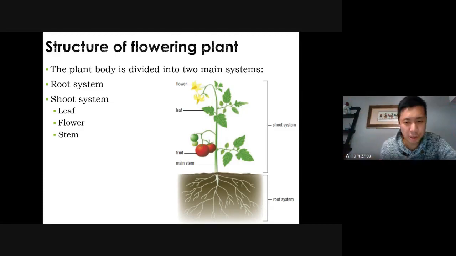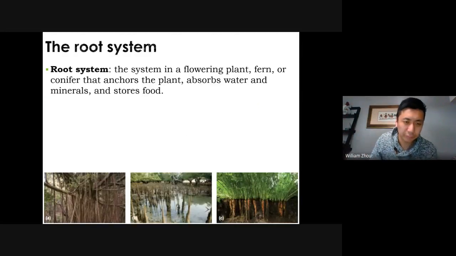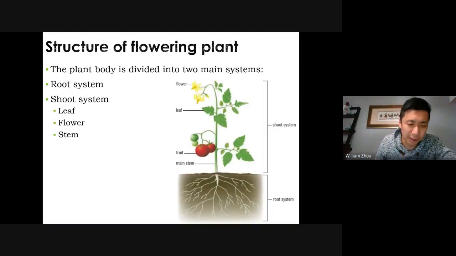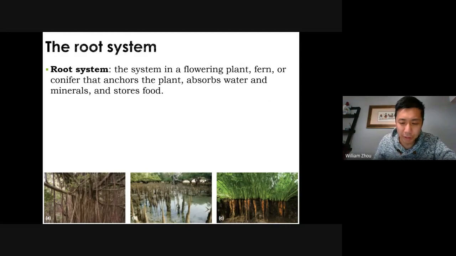Fruits are special. You only get fruits if you've been fertilized. But the other ones you will always have. Sorry, am I going too fast? Leaves, flower, and stem. We good? So the root and the shoot. Root is extremely boring, just the roots. The shoot has those three. Okay, so let's talk about the root.